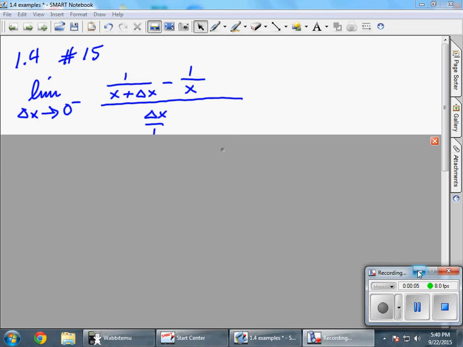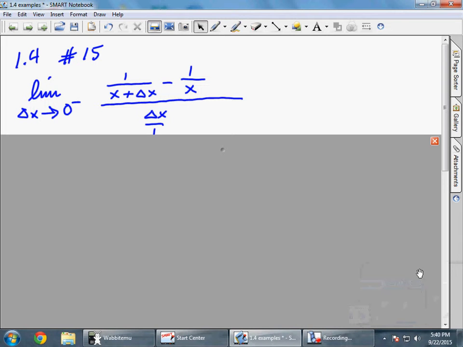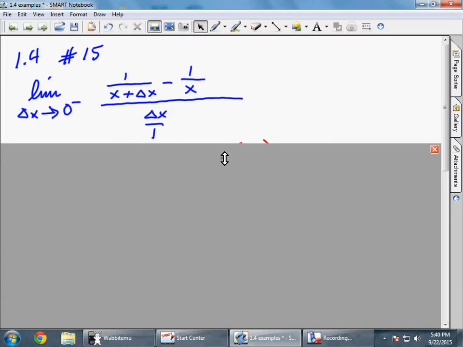Today I went through problem 15 in section 1.4, and it was a difficult problem. I would not put something this difficult on an assessment, but I would do something like this that required the same techniques in order to solve it. I think it started with just this.